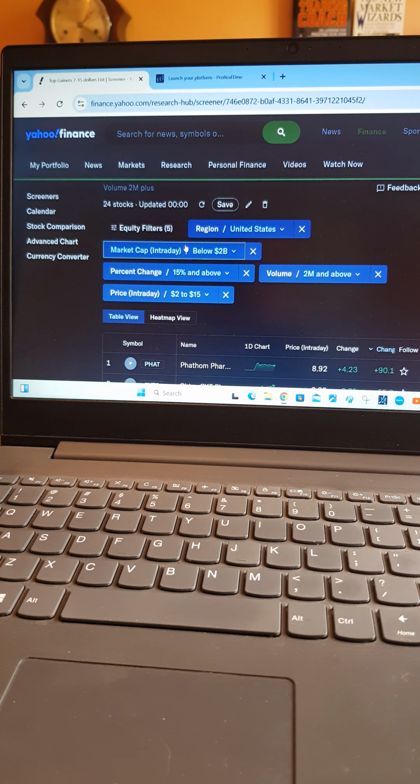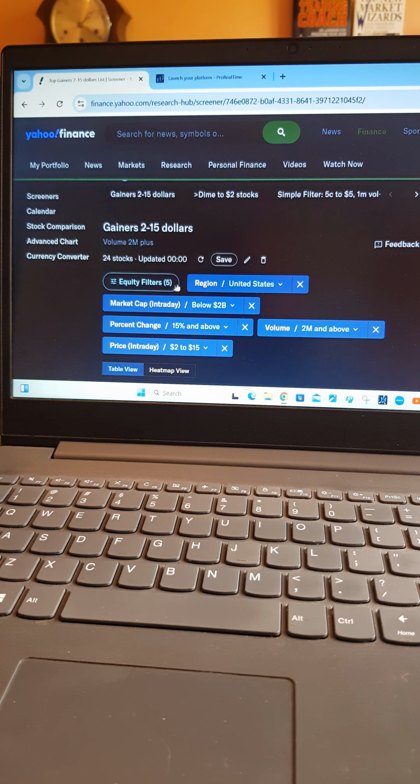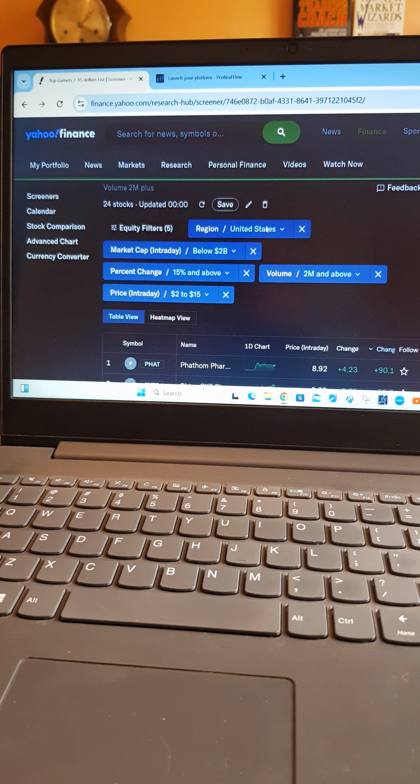So just a quick look at this one, for example, of my own. I have it filtered for obviously the region. So you want United States, so it's the United States stock market. So I have 5 filters, and the second one is market cap intraday below 2 billion. There are large caps, medium caps, and small caps, and I generally look at the lower cap stocks, so I'm saying below 2 billion.